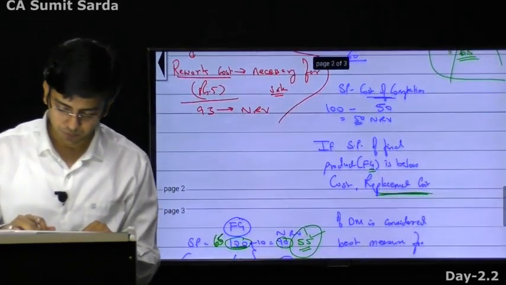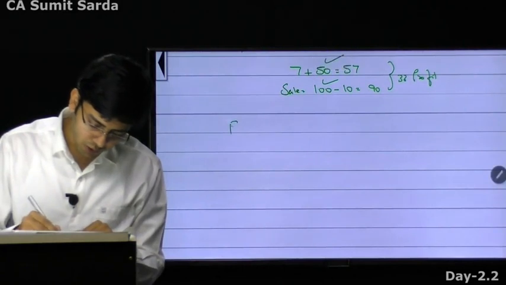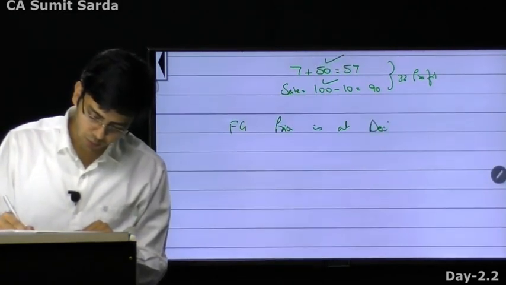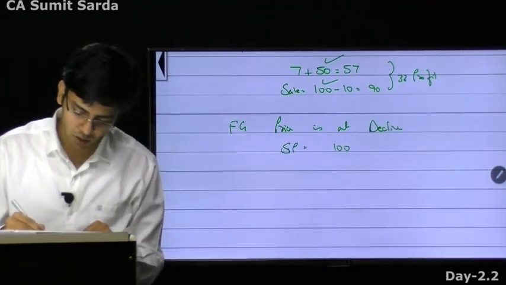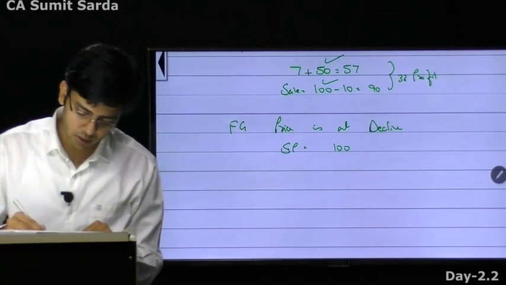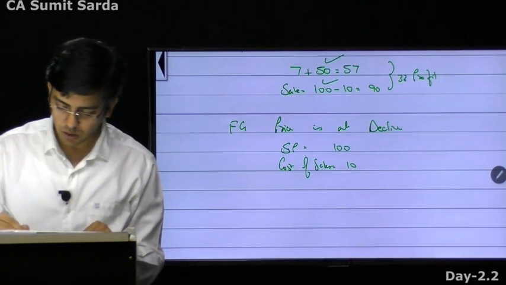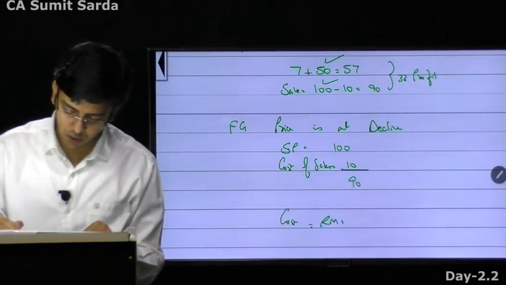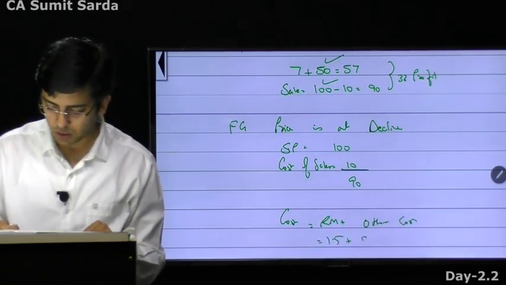Sir, I have a doubt. Yes, my friend, tell me, what doubt are you having? Sir, the finished goods price is at decline. Suppose finished goods price is at decline. The selling price is 100 rupees. Okay. And there is cost of sales. Cost of sales is 10 rupees. So it is 90. And cost is raw material plus other cost. So raw material cost is 15 and the other cost is 80.